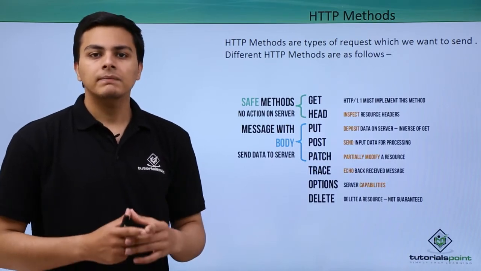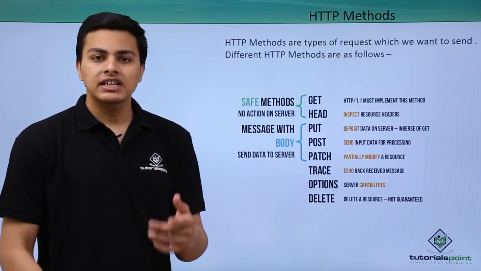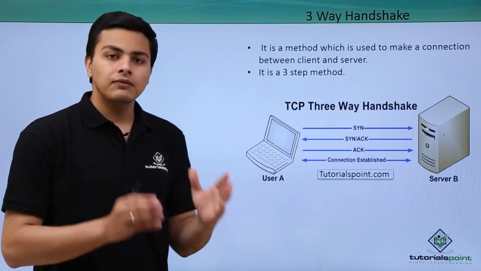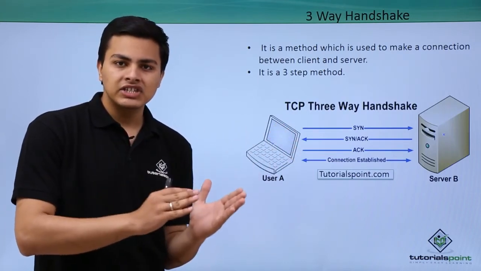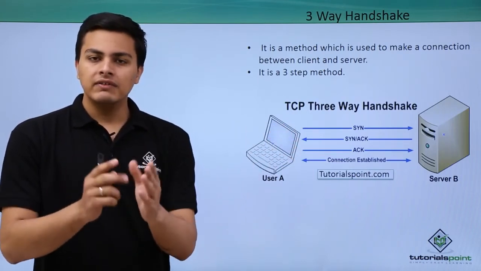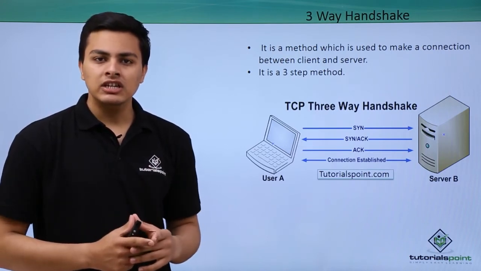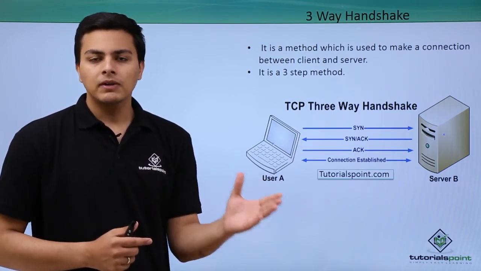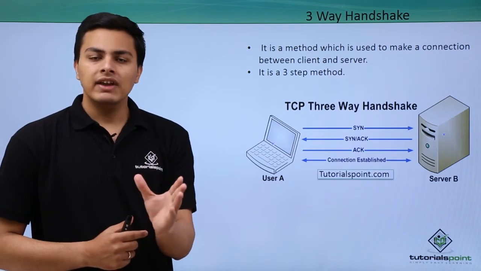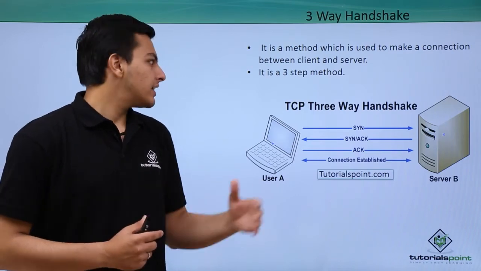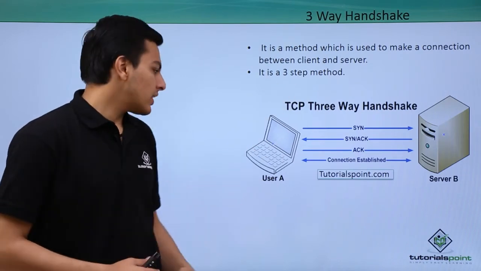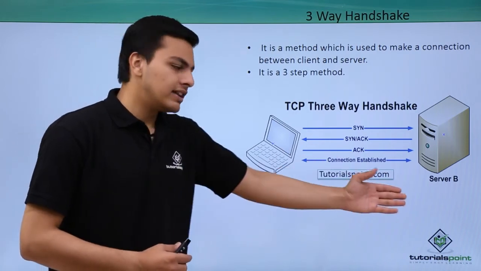Now let's talk about the three-way handshake. So what is a three-way handshake? A three-way handshake is the first process before requesting any resource. It is used for making a connection between a client and server or between two networking devices. The three-way handshake is the first process and it's a three-step method. Here you can see our client and here is our server.